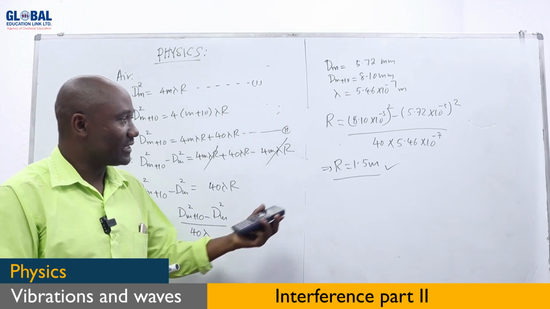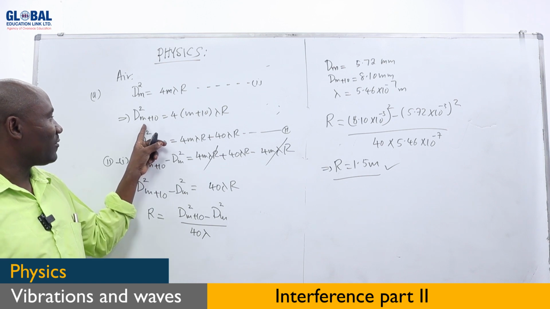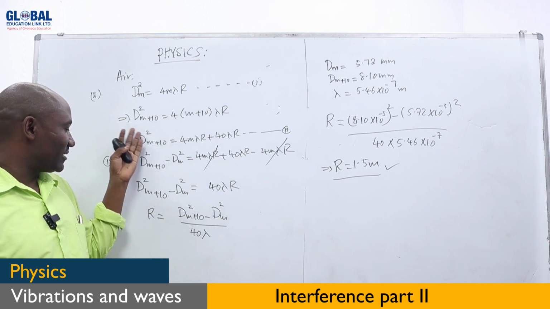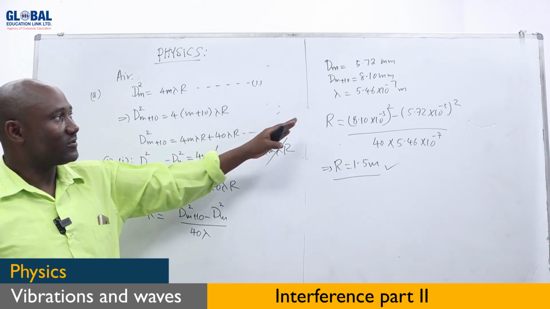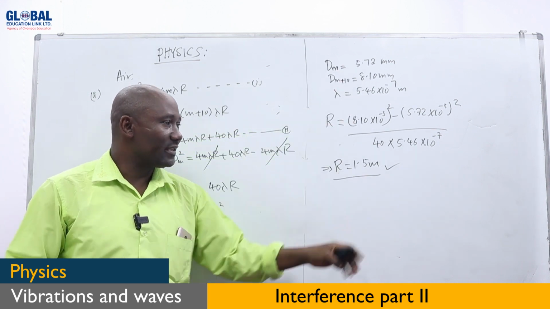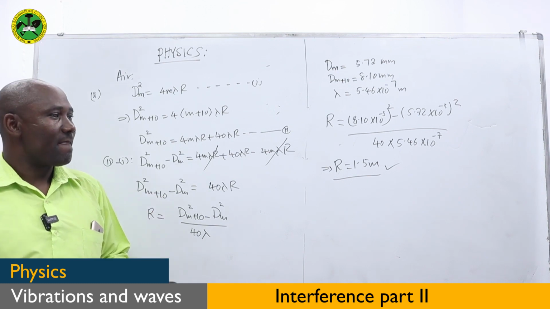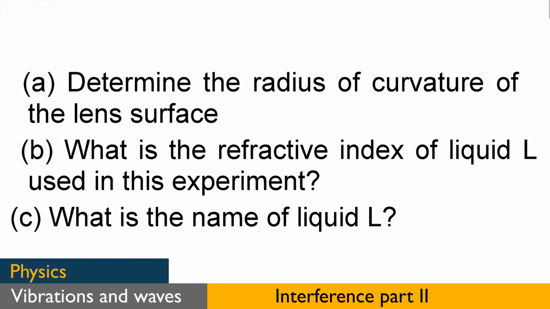Very easy, and you can see now how to go about it. Everything is given. The orders of the dark fringes are not given, but you're not interested in finding them. Use the values which are given, the diameter of a particular order, and you can get the radius of curvature of that lens. The second part, B: what is the refractive index of the liquid used in this experiment?